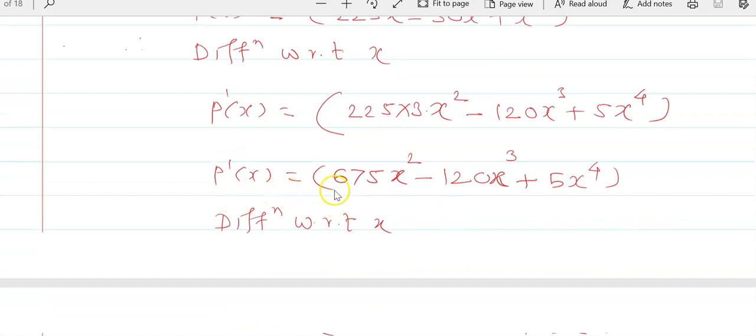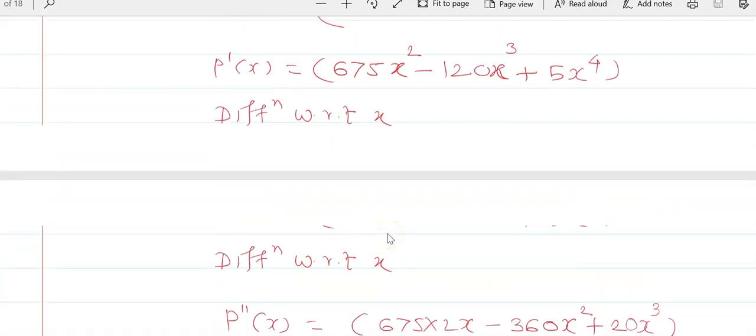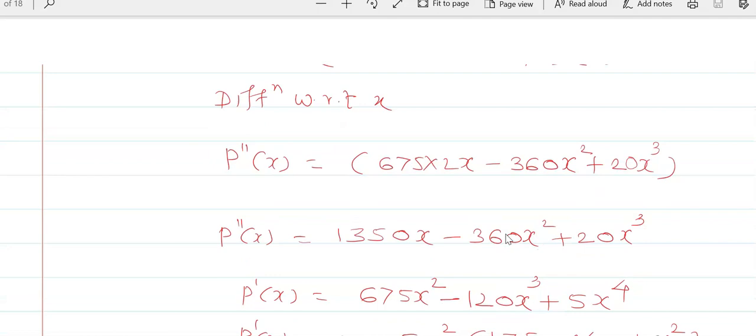That is 675 x square minus 120 x cube plus 5x raised to 4. Now differentiate this with respect to x. Therefore, p double dash of x is equal to 675 into 2x minus 360x square plus 20x cube. And after simplification, you will get 1350x minus 360x square plus 20x cube.